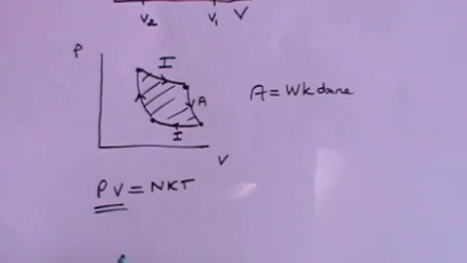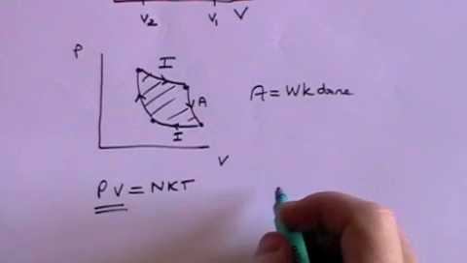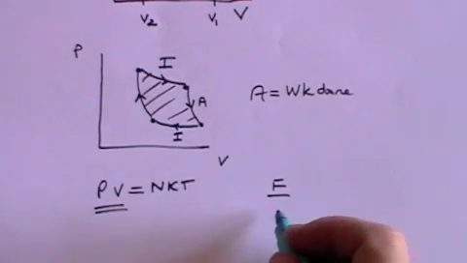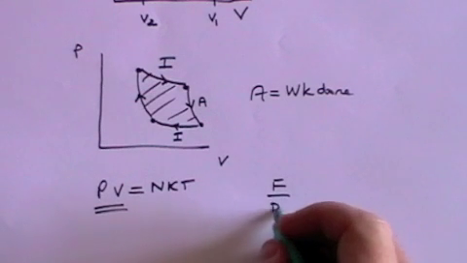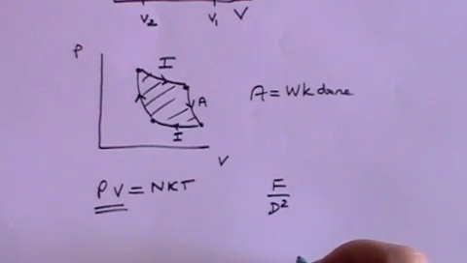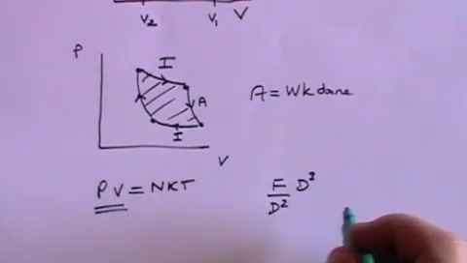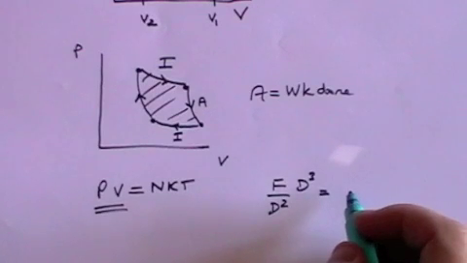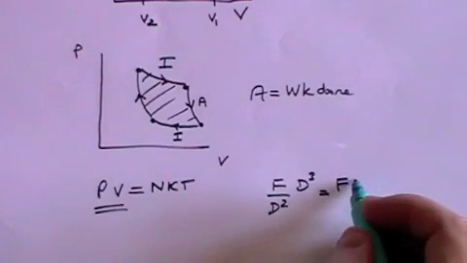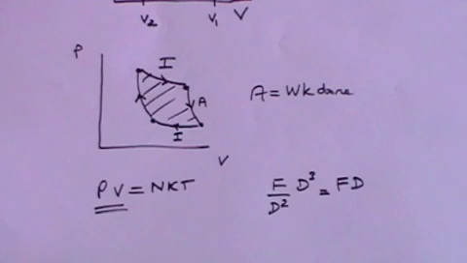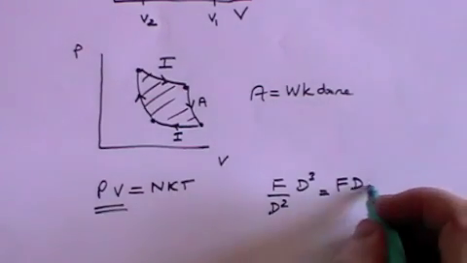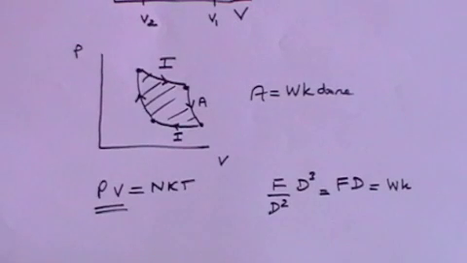This term PV is in fact an energy term. We can demonstrate that fairly easily. What is pressure? Pressure is force over area. But what is area? Well, area is just a distance squared. What is volume? Well, volume is a distance cubed. And so pressure times volume is force times distance. But what is force times distance? That equals work or energy. So PV is an energy term.